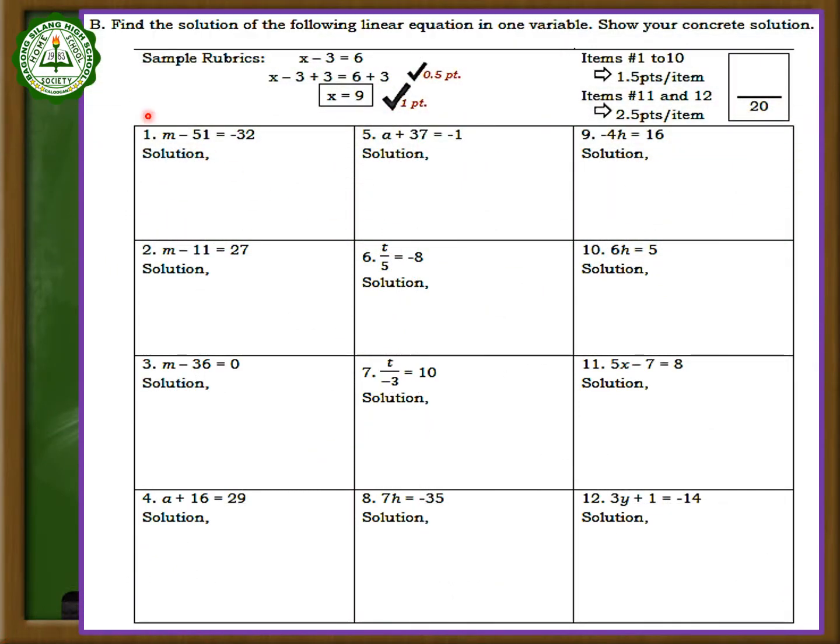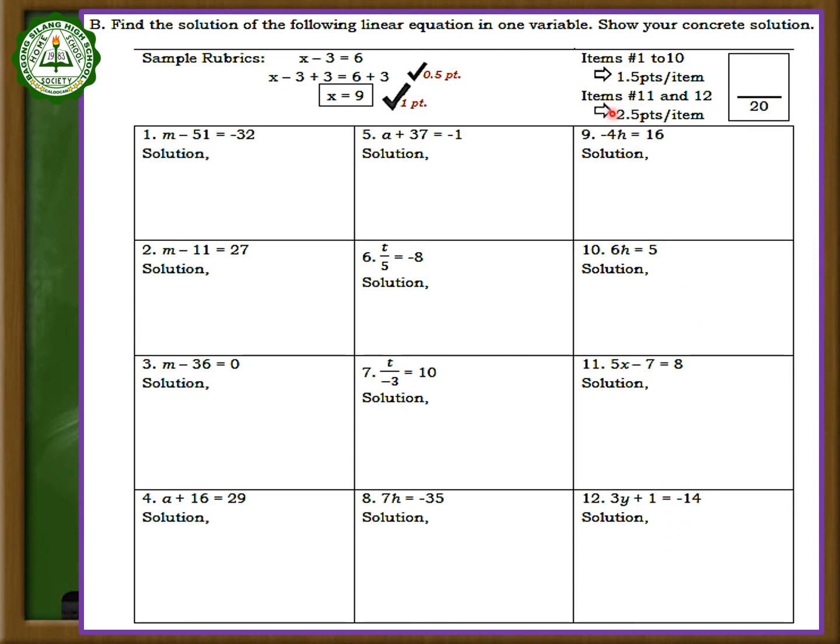For letter B, find the solution of the following linear equation in one variable. Show your concrete solution. Sample rubrics: x minus 3 equals 6, x minus 3 plus 3 equals 6 plus 3, and that's 0.5 point. And your final answer will be 1 point. Okay, 1.5 points per item, items number 11 and 12.